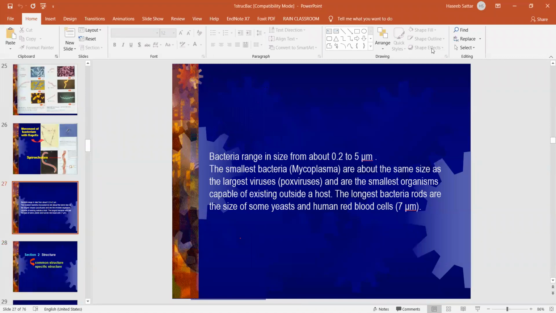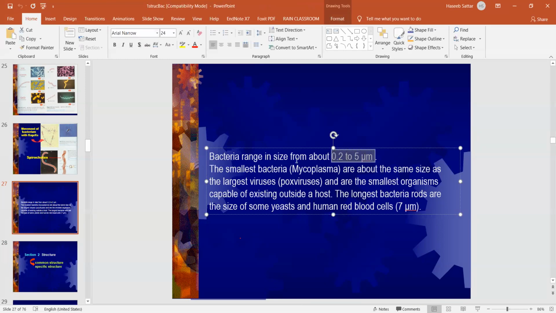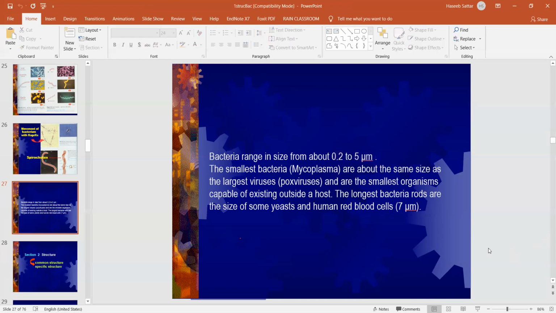Okay, so when we discuss the size of bacteria, the range is between 0.2 to 5 micrometer. The smallest one is 0.2 and the largest one is about 7 micrometer. But the range is 0.2 to 5 micrometer. Almost all bacteria come within this range.